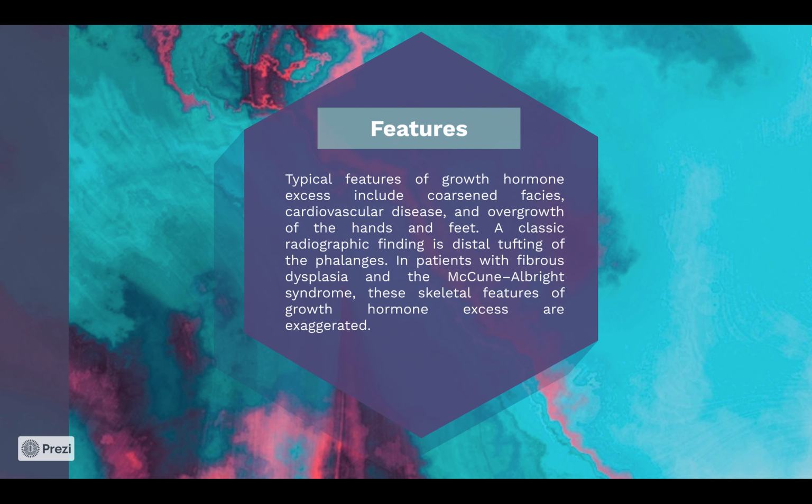Features: Typical features of growth hormone excess include acromegaly, cardiovascular disease, and overgrowth of the hands and feet. A classic radiographic finding is distal tufting of the phalanges. In patients with fibrous dysplasia and the McCune-Albright syndrome, these skeletal features of growth hormone excess are exaggerated.